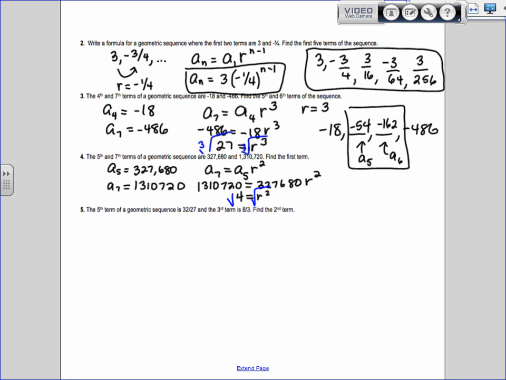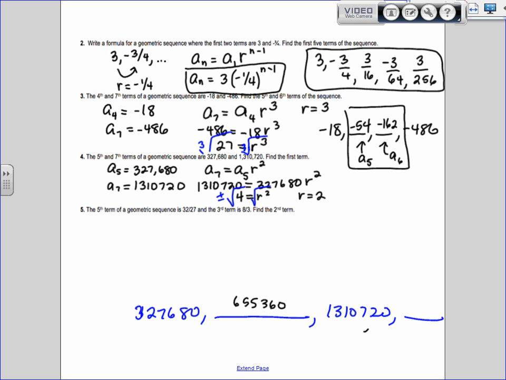So when I take the square root, remember a square root or a 4th root, any kind of even root, you need plus or minus. So let's think about what that would be if it was a plus or minus. If I had 3, 2, 7, 6, 8, 0, don't write this, and then I have something, and then I have 1, 3, 1, 0, 7, 2, 0, and then I have something, right? If R is 2, then I get 3, 2, 7, 6, 8, 0 times 2. I get 6, 5, 5, 3, 6, 0, and then when I multiply by 2 again, I do get this, so we're good. But if R was negative 2, then I get negative there.